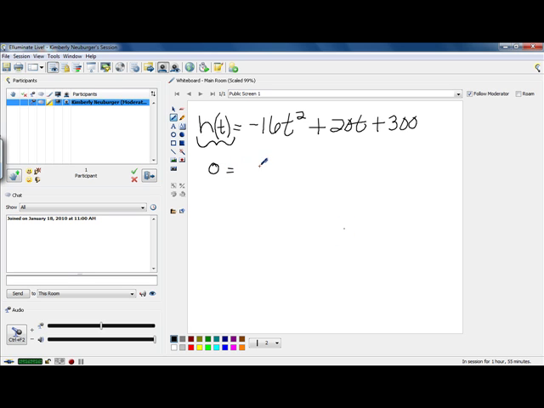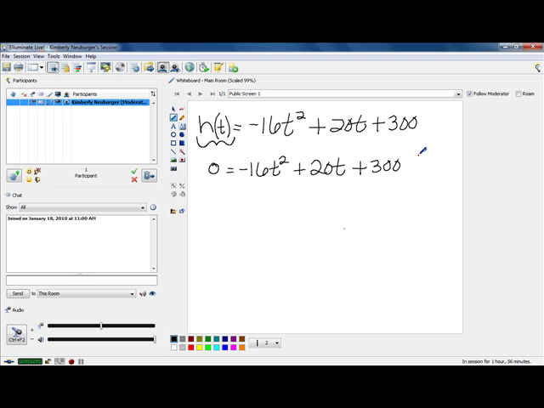So we have 0 equals negative 16 t squared plus 20t plus 300. Now, for this particular problem, we already have 0 on one side, and it's already simplified. So we can go ahead and factor. Now, one thing you want to keep in mind is when you're solving an equation by factoring, if there's a number that divides evenly into everything, it is okay to divide everything in an equation by that number. So I noticed that 4 divides evenly into everything on this particular problem.